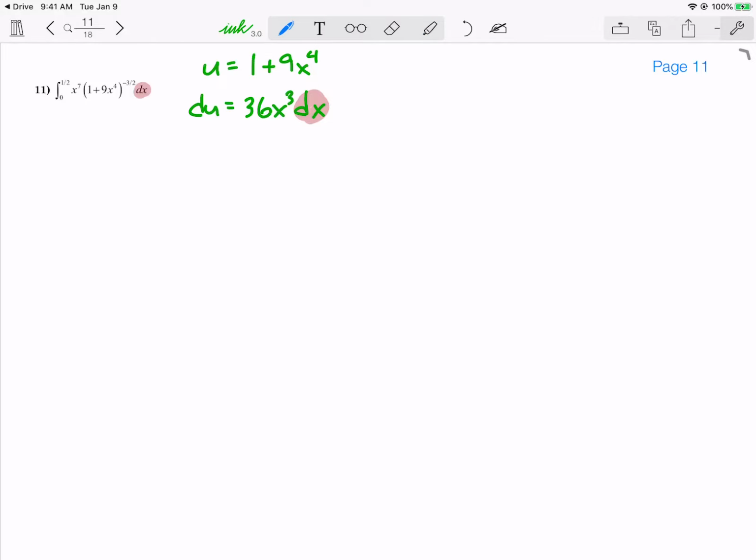So let's rewrite this original a little bit. I'm going to write it as the integral from 0 to 1/2. And instead of x to the 7th, I'm going to write it as x to the 4th times x to the 3rd, because that's the same thing. And then I'm going to keep everything else the same.